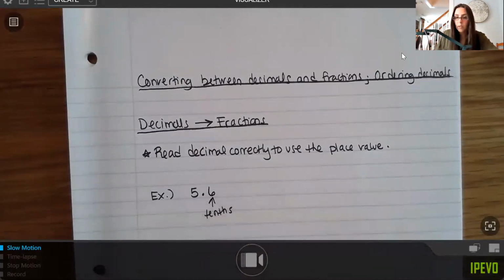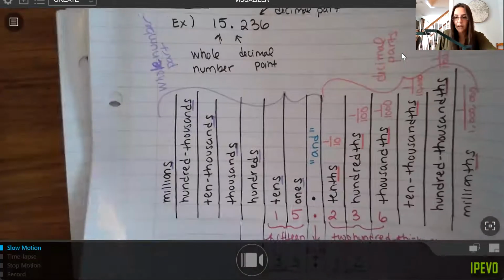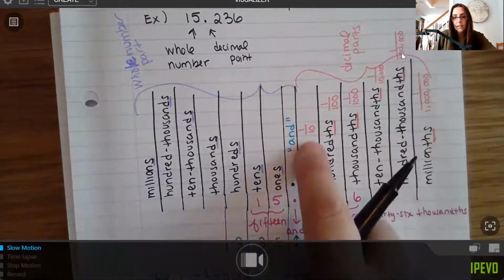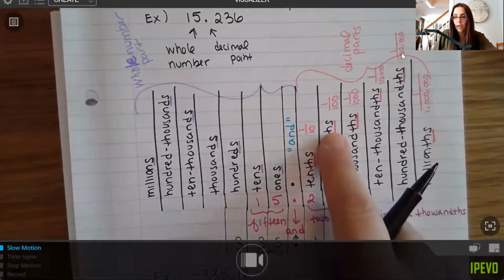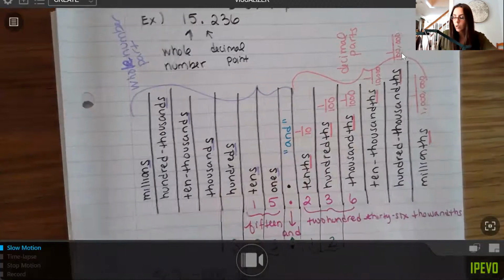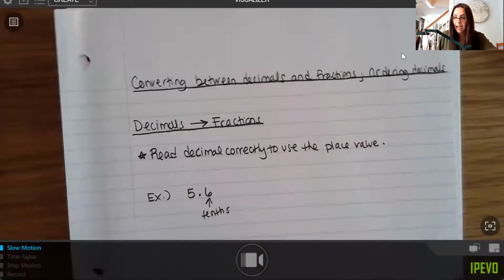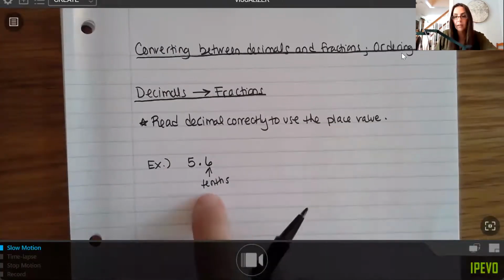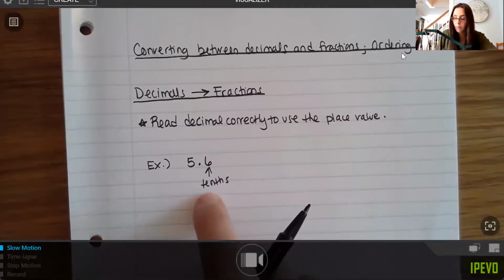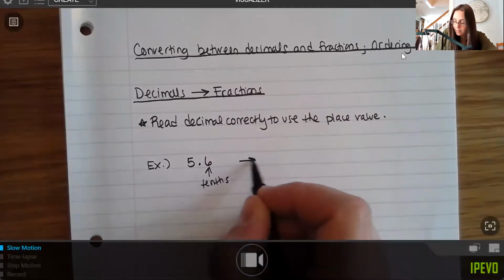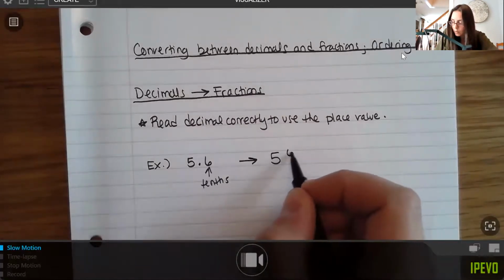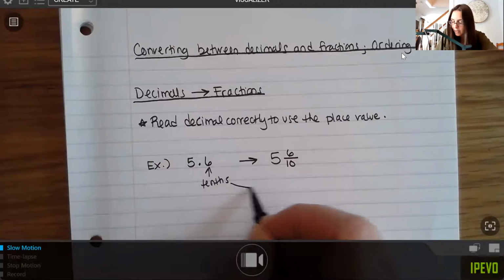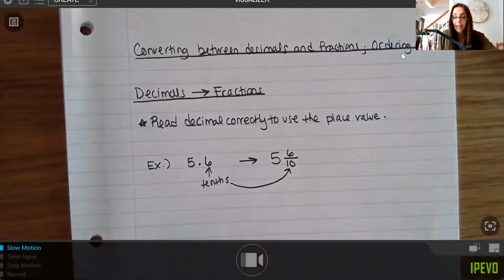Now, also remember when we talked about our place value chart from before, tenths has the number 10, but it's in the denominator, right? Or the hundredths position has the 100, but it's in the denominator. So to write this as a fraction is actually pretty quick once you can classify that place value. So the 5 stays the same. The 5 is still your whole number. And then the 6 goes over 10, right? Because that's what it means to be tenths. And that's basically it.